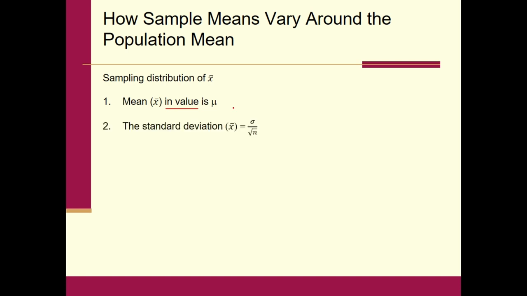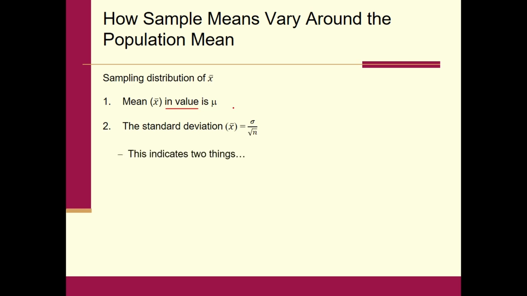Two, what we find out is the standard deviation of the sampling distribution of x-bar, so how do those x-bars vary from each other? Believe it or not, it is sigma, which is the population standard deviation of x, divided by the square root of n. So somehow it's related to the standard deviation of x and the sample size that you took, which is kind of weird, but that's the case.